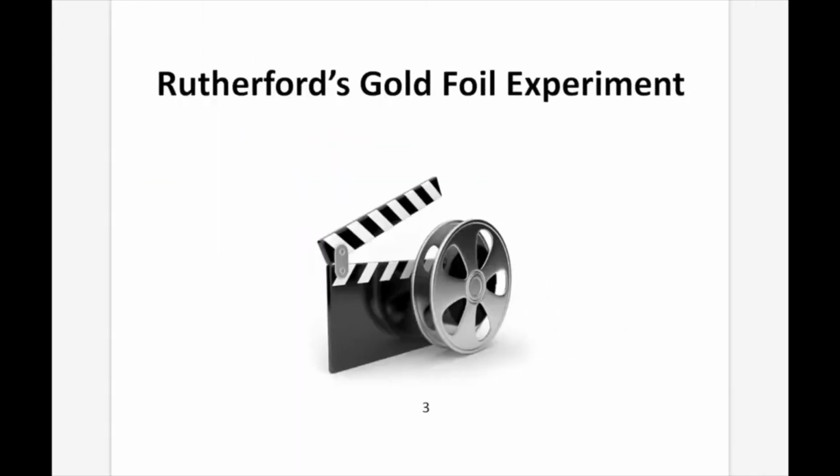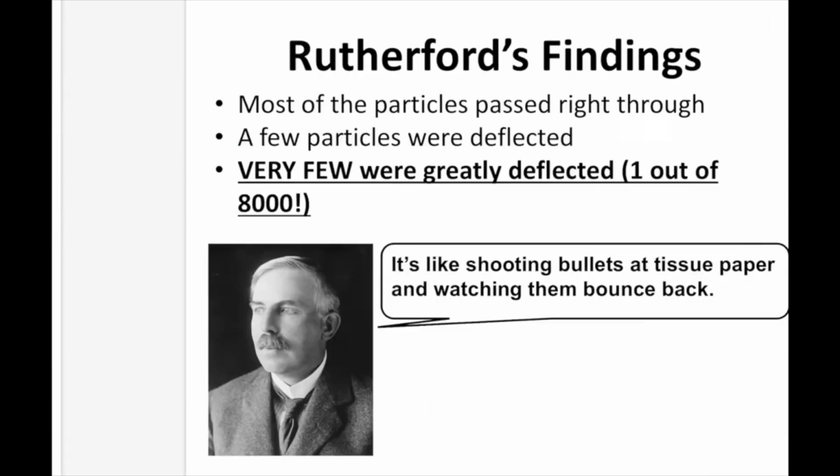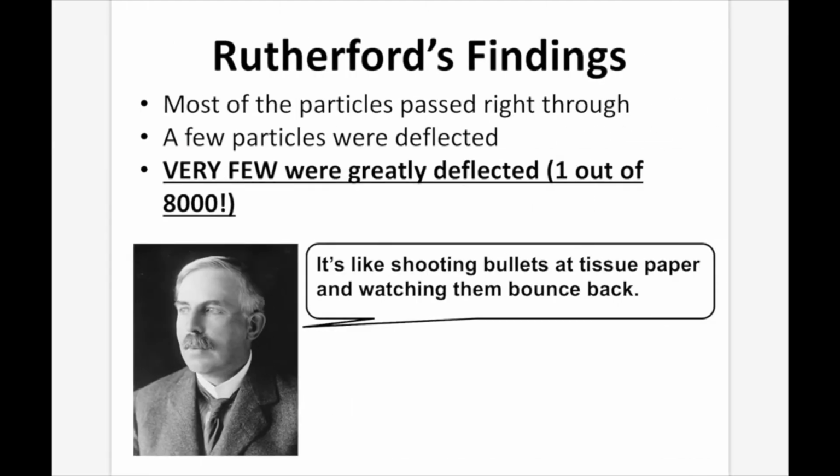So I'd like you to pause the video and watch number 3. It shows you the gold foil experiment. So most of the particles passed right through, but a few were deflected. Very few, 1 out of every 8,000, were greatly deflected, as in they bounced straight back almost at the alpha emitter. And he said it's like shooting bullets at tissue paper and watching them bounce back. That's how surprising it was.